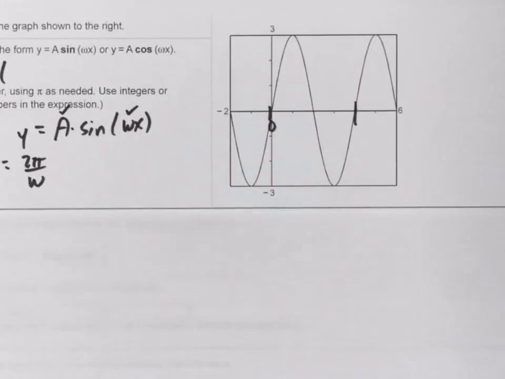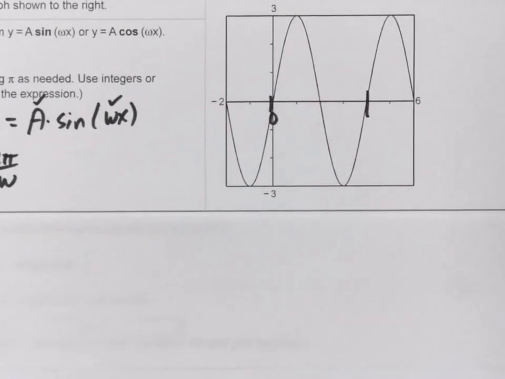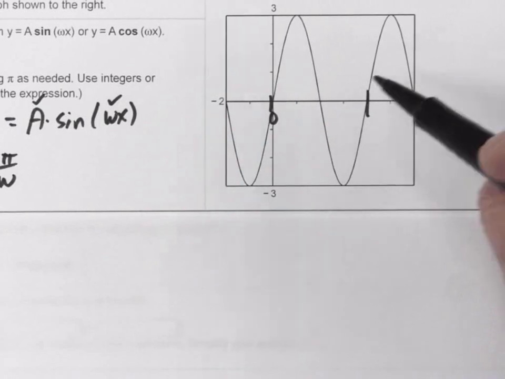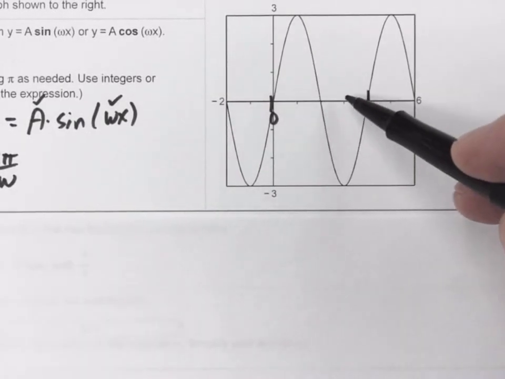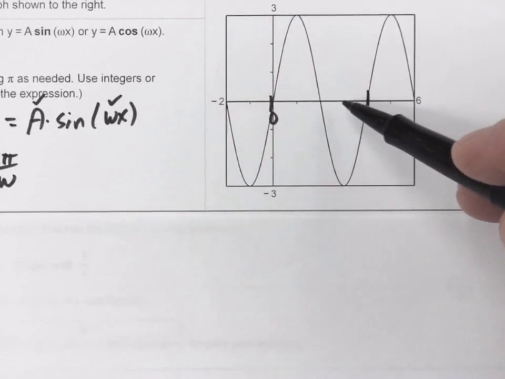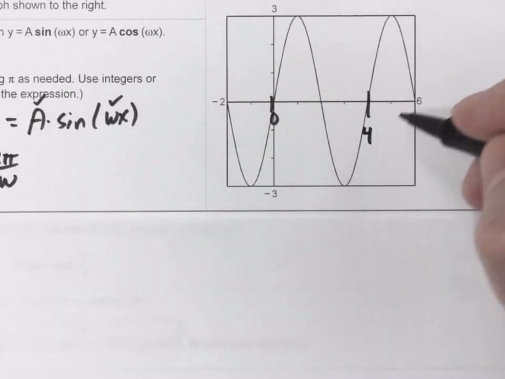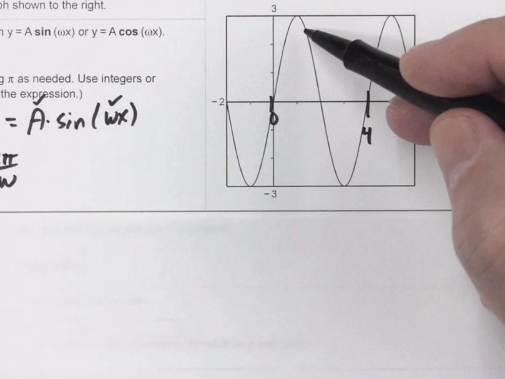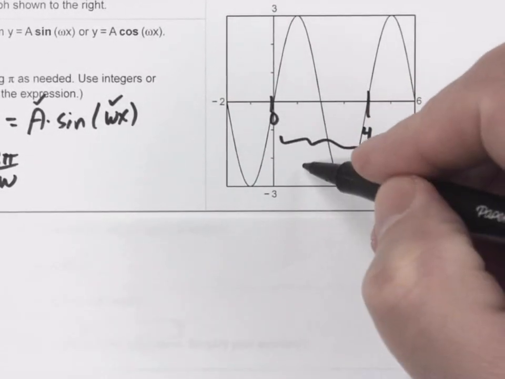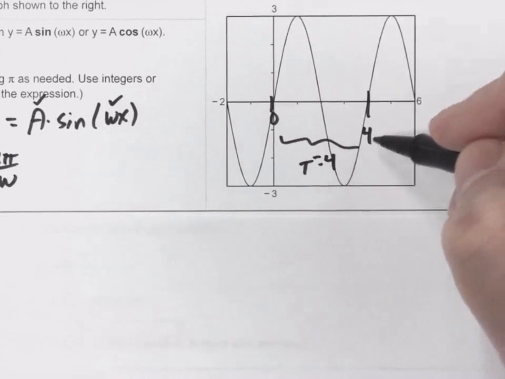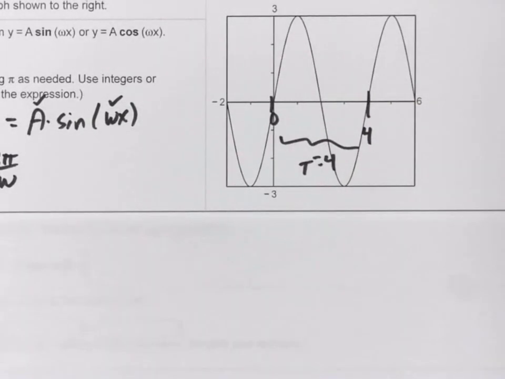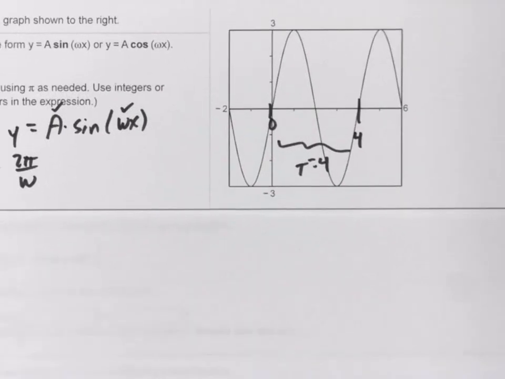You can see this is 0, this is 6 here. It's like 1, 2, 3, 4. So each tick mark is 1. So 1, 2, 3, 4. So it looks like the period, which is right here, goes from 0 to 4. So the period, or capital T, is 4.